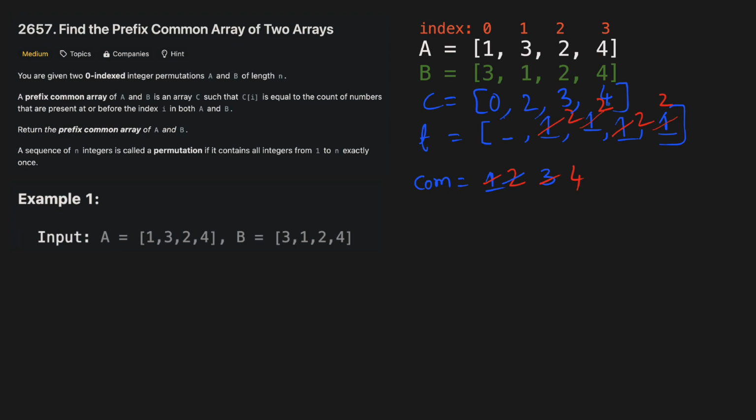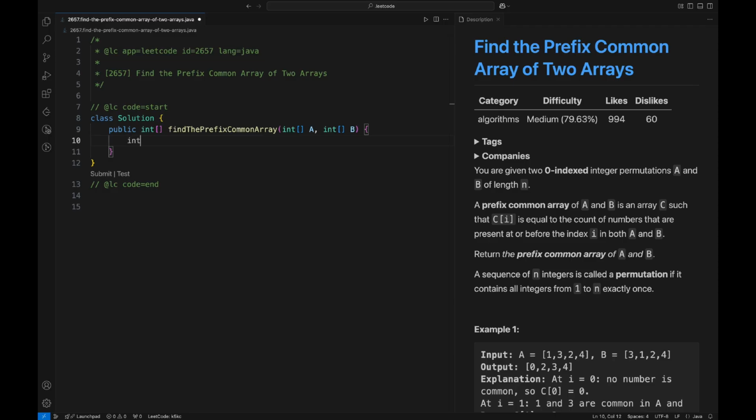Now let's jump into the code part. First, let's get the length of the input arrays A and B and store it in n. Now we can create a frequency array of size n plus 1 to keep track of frequencies of elements. And since the elements are in the range 1 to n and arrays are 0 indexed, we will create a frequency array of size n plus 1. Let's also create an answer array to store the prefix common counts at each index. Let's also initialize the counter common to keep track of the number of common elements.